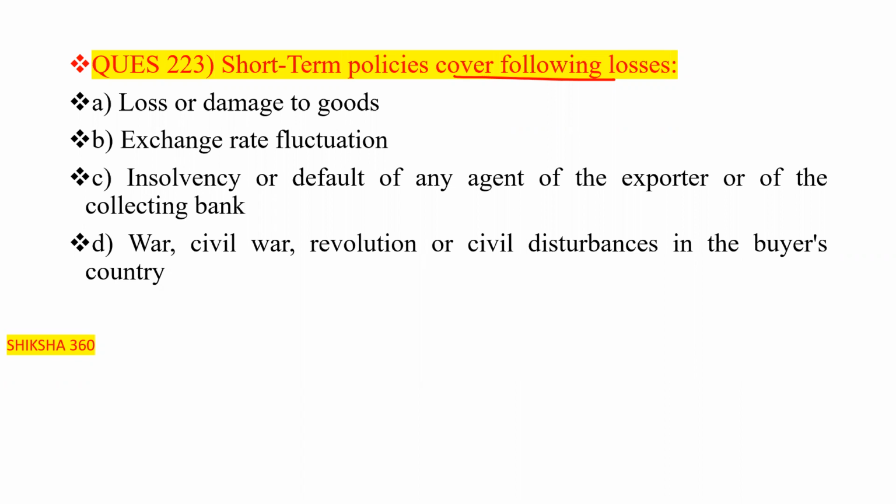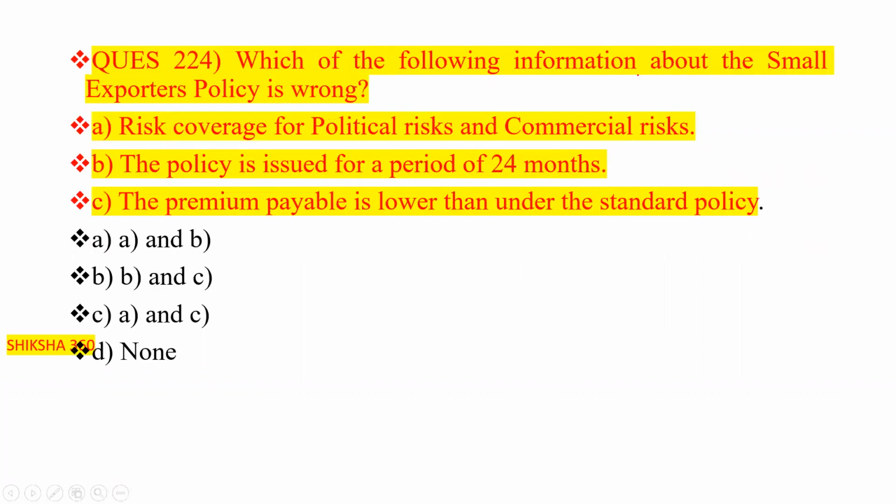So the short-term policy covers which of the losses? Loss or damage to the goods, exchange rate fluctuation, insolvency or default of any agent of the exporter or the collecting bank, or war, civil war, revolution or civil disturbance in the buyer's country. So option D is the correct answer here: war, civil war, revolution or civil disturbances in the buyer's country. That is what the short-term policy covers. Now move to the next question.